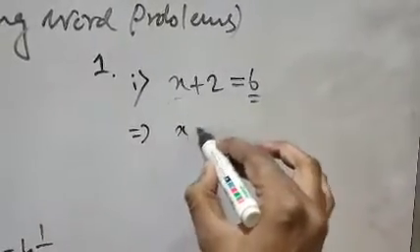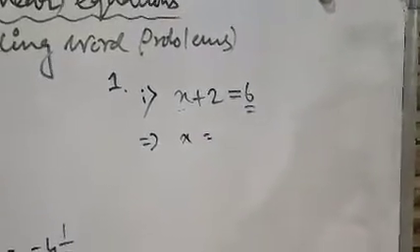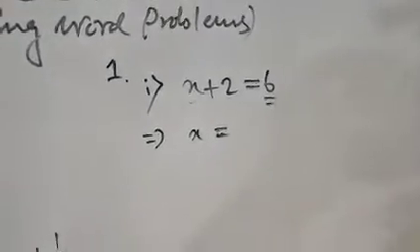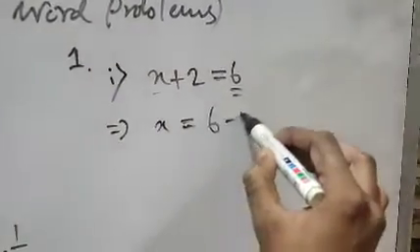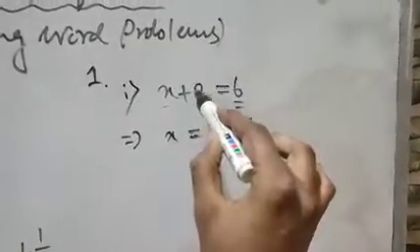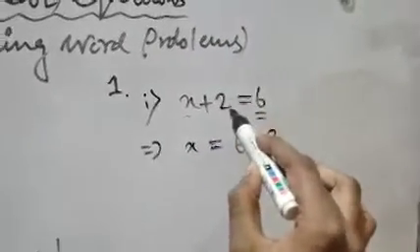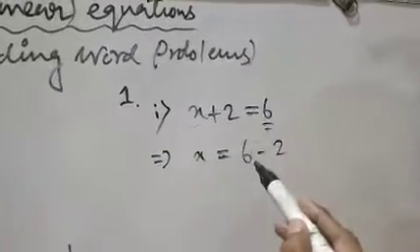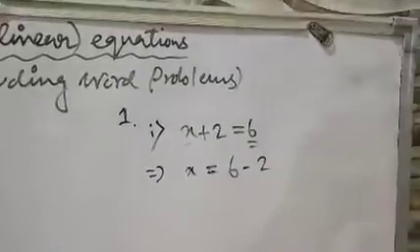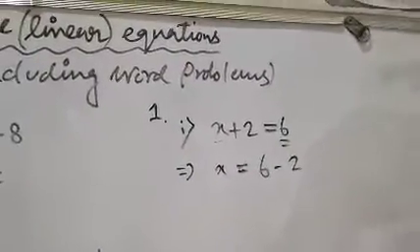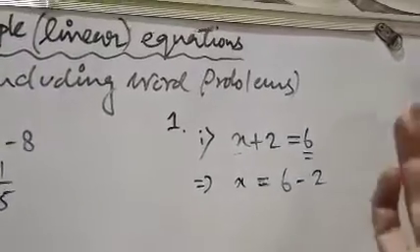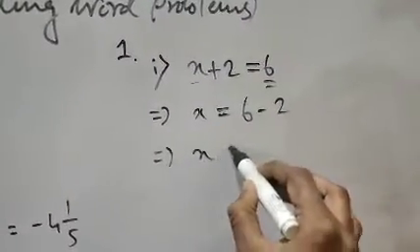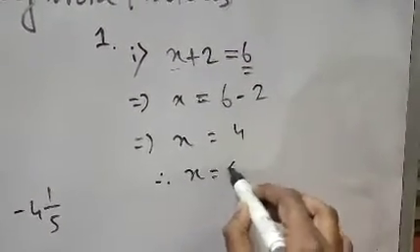Now whenever you want to transfer this 2 from the left hand side to the right hand side, the sign will automatically get reversed. That means x equal to 6 minus 2. The plus 2 is transferred from the left hand side to the right hand side, and on the left hand side the sign is plus. So whenever we write 2 on the right hand side, the sign will automatically get reversed. That means the sign will be minus, that is 6 minus 2. Now 6 minus 2 equal to 4. That means the value of x will be 4.